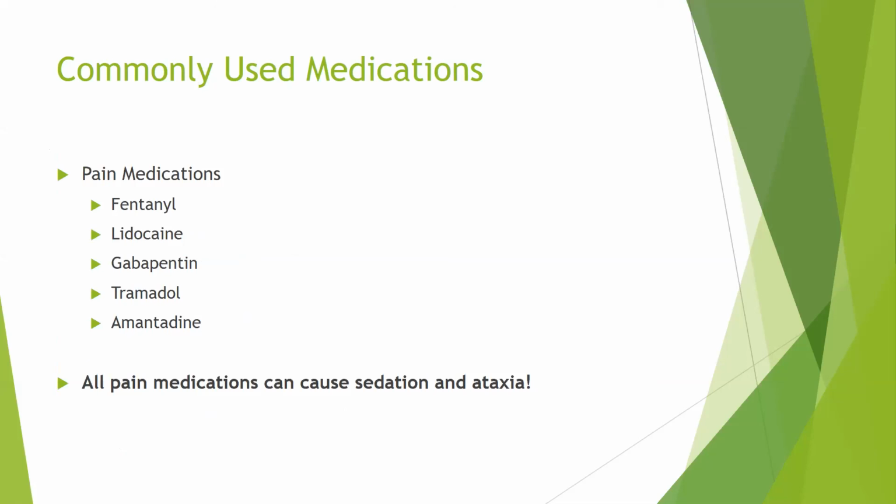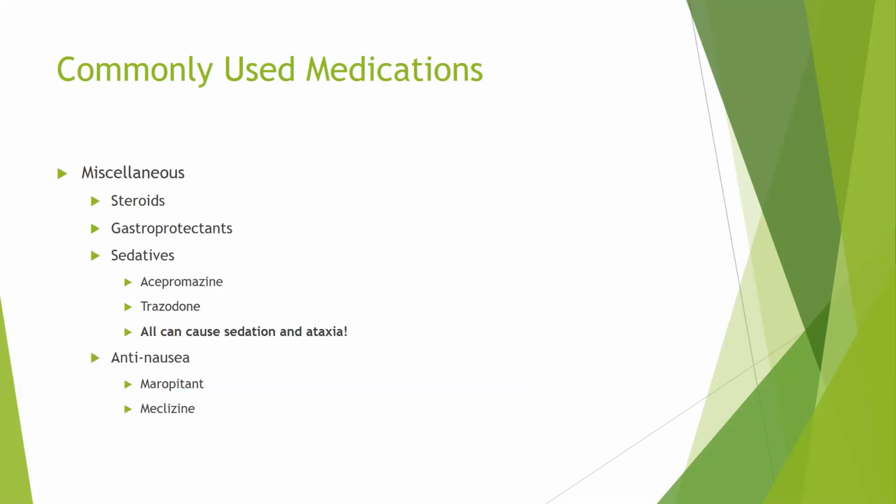Some other commonly used medications, pain medications, typically we'll use fentanyl, lidocaine, gabapentin, tramadol, and amantadine. All of these pain medications can also cause sedation and ataxia. We have some miscellaneous commonly used medications, such as steroids, gastroprotectants. Some sedatives that Dr. Mosine will use are acepromazine and trazodone. Those also can cause sedation and ataxia. Also, anti-nausea medications, such as maropitant or meclizine.